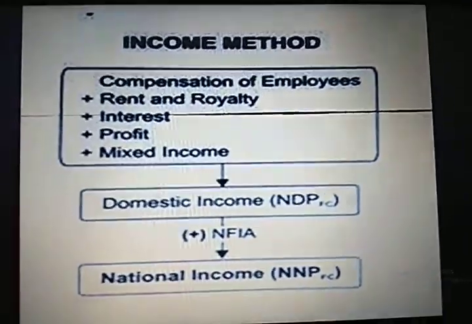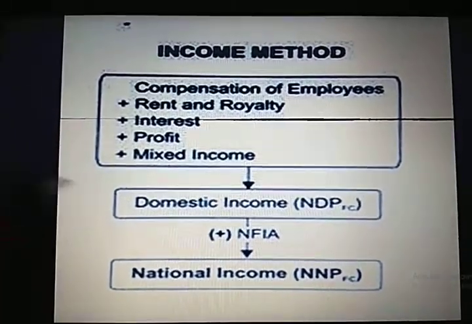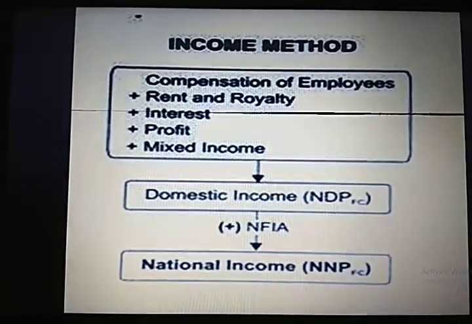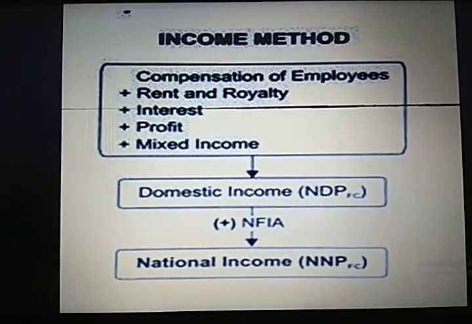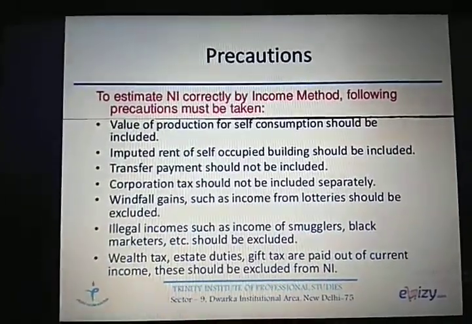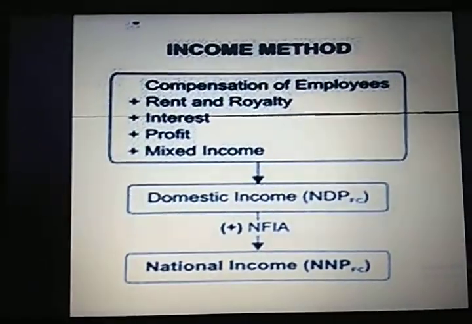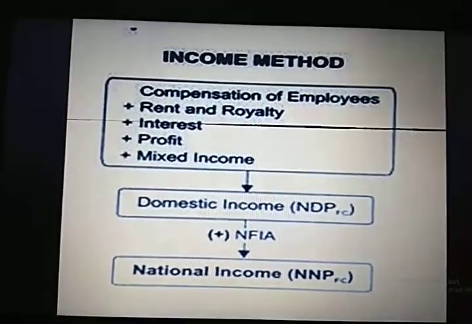Next, students, income method. So COE, rent and royalty, interest, profit, mixed income. If we add, we get NDP at FC, that is domestic income. And in domestic income, if you add NFIA, you get national income, that is NNP at factor cost, net national product at factor cost. So that's all for income method, and on the basis of the same, you have to solve the numericals from your book. Thank you so much.